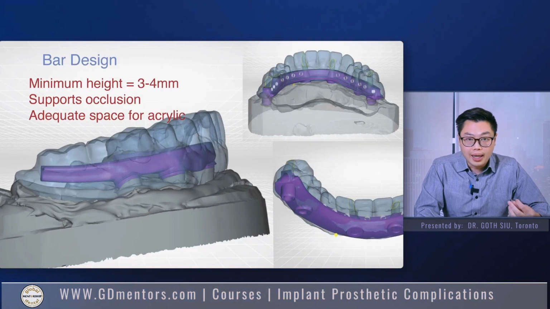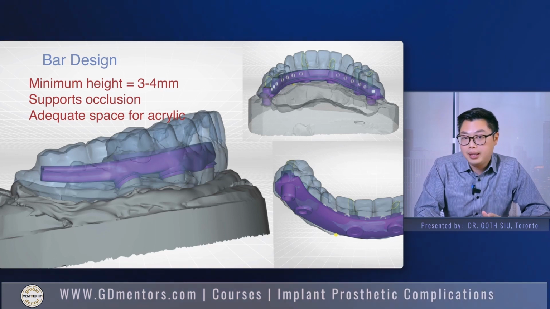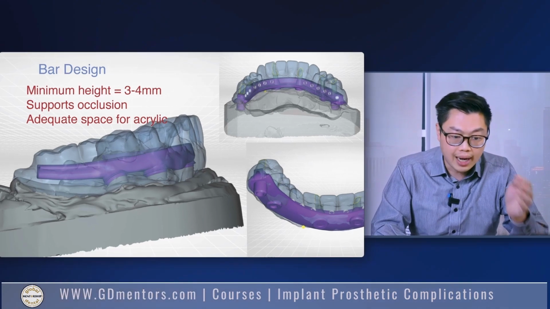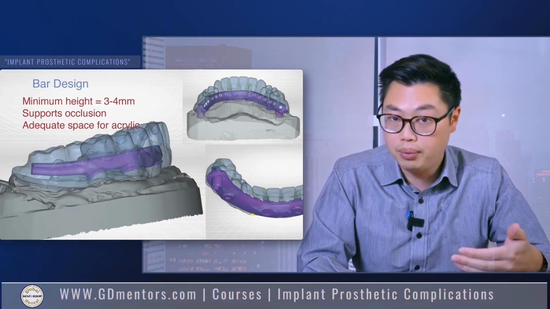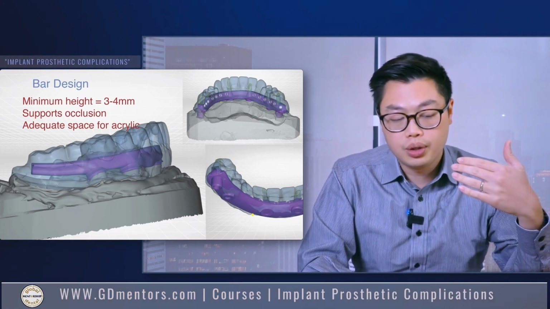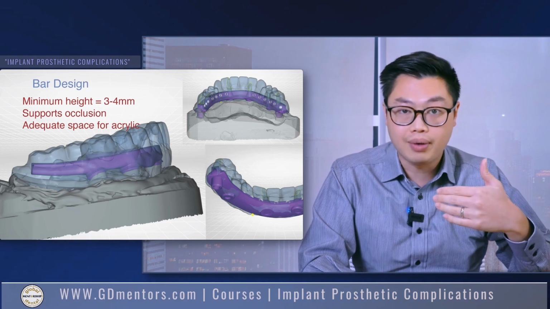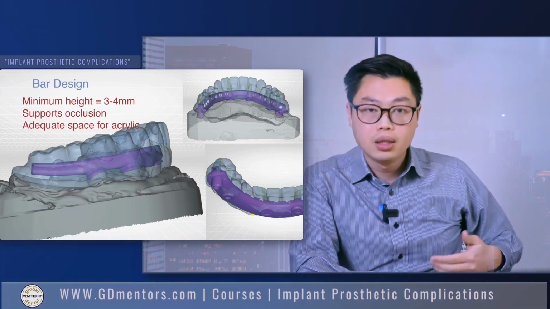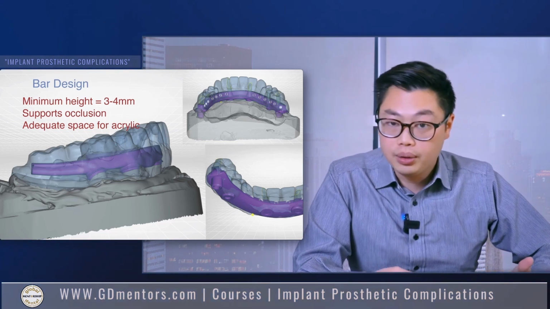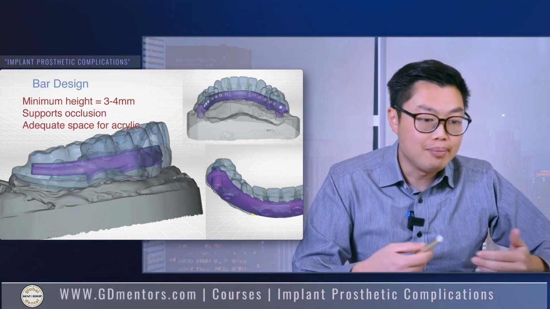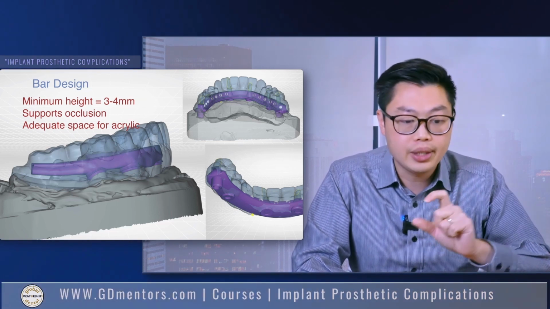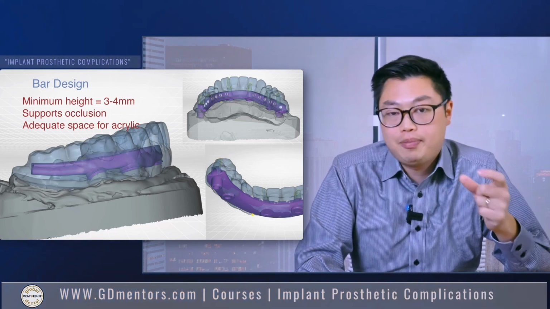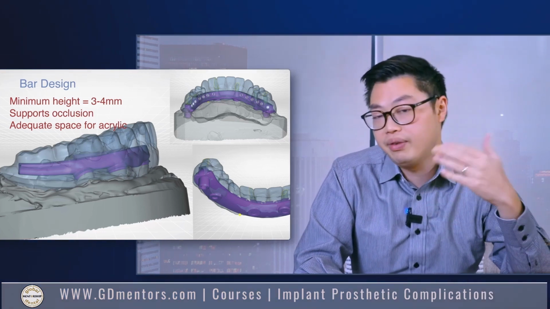The proper bar design is very important in preventing bar fractures. So positioning of the implant is important, and the bar design is also very important. Make sure the bar is tall enough, a minimum of 3 to 4 millimeters in height. It supports the occlusal surfaces, and you need to make things thick enough. So adequate space, adequate acrylic thickness, so your bar can actually have enough space to be 3 to 4 or even 5 millimeters in height.